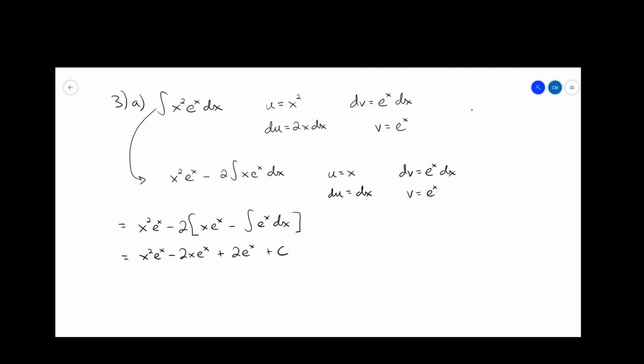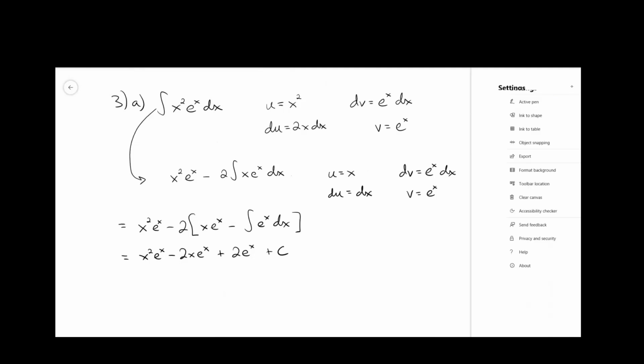So I guess the point of this example is just to show you that occasionally you will have an integral where you have to do integration by parts more than one time in the same integral. Okay.